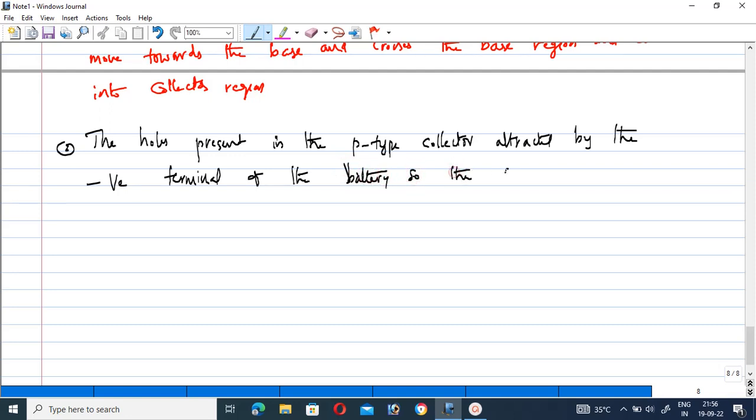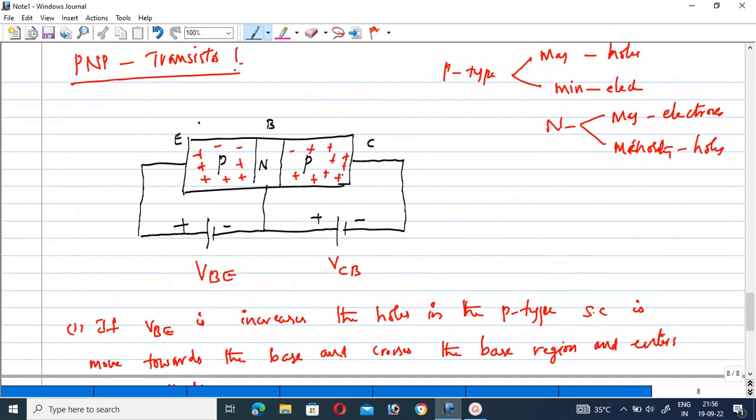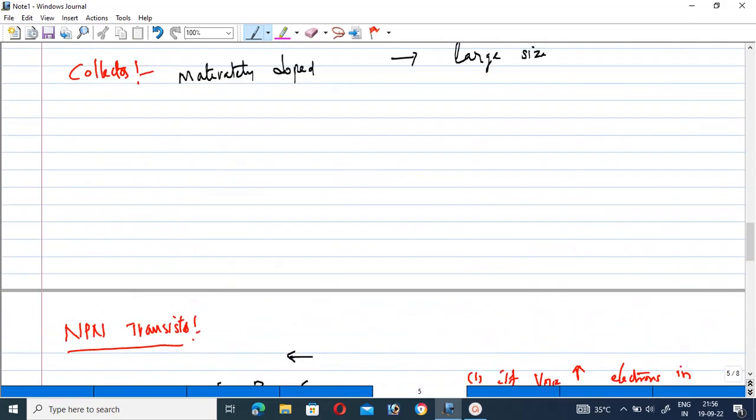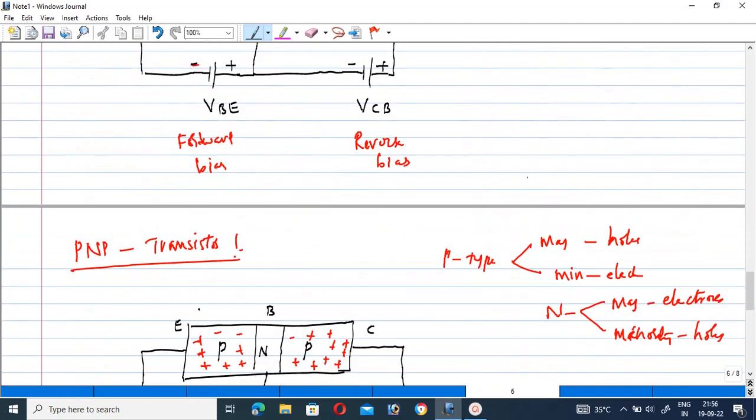So the current starts conduction. The current starts flowing from emitter to collector. Okay, so this is the way we are going to analyze the PNP as well as NPN transistor very quickly. If you know this basic thing, you can analyze each and everything in the transistor.